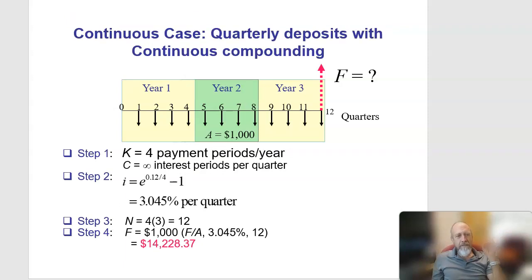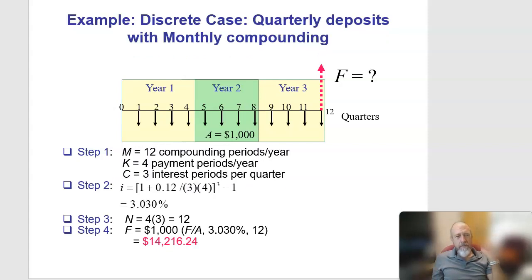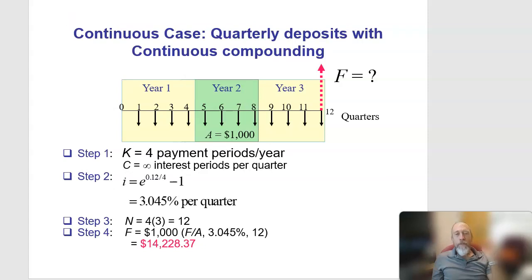Continuous compounding, slightly different equation, just in step 2. Step 2 with the monthly compounding was 3.03 for that interest rate on that period. With continuous compounding, it comes out to 3.045, slightly larger, which in turn means that you would have more money at the end. C being infinity, but you have a different equation for that one, the continuous compounding equation.